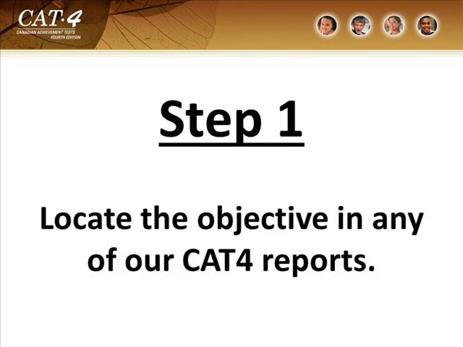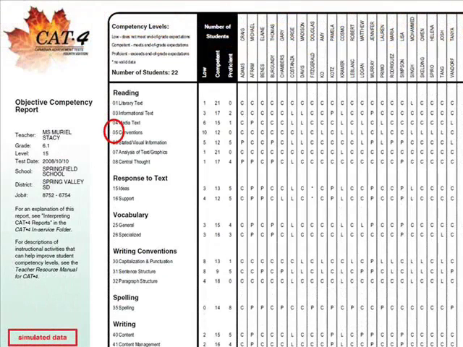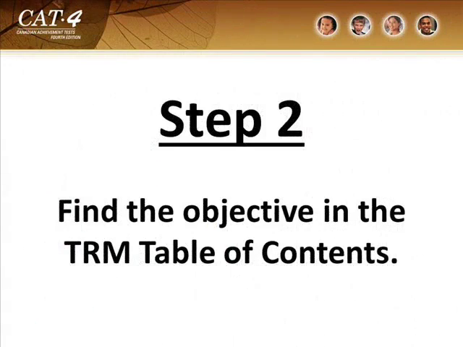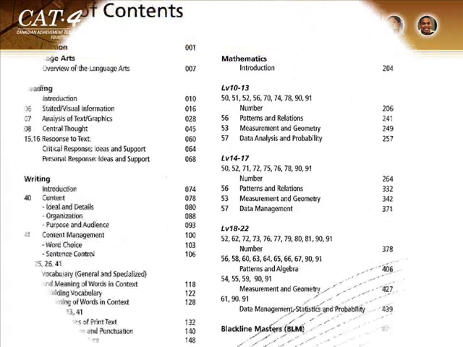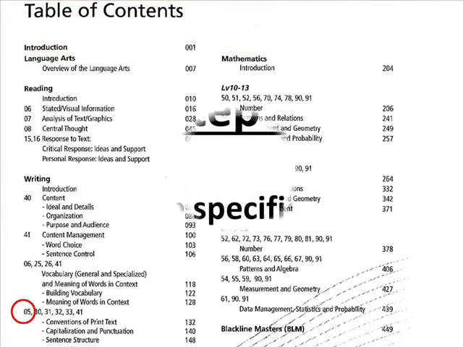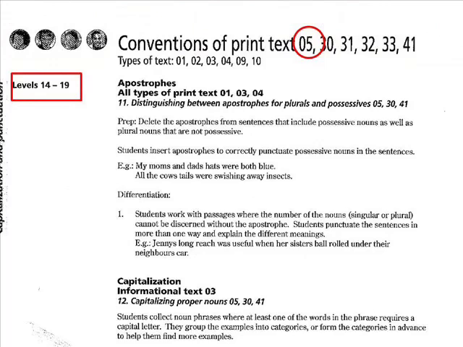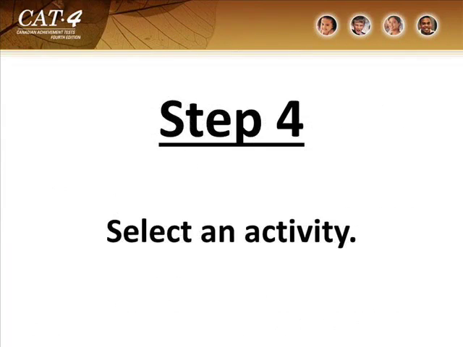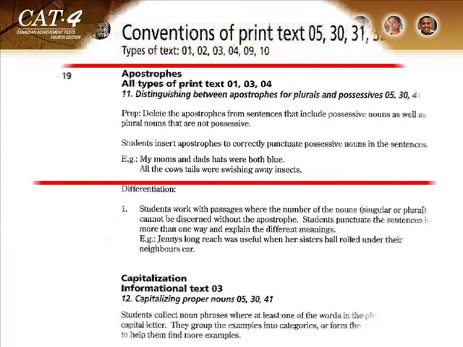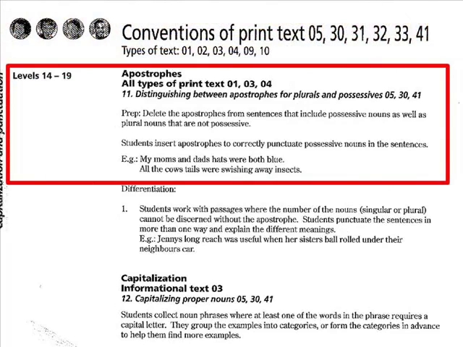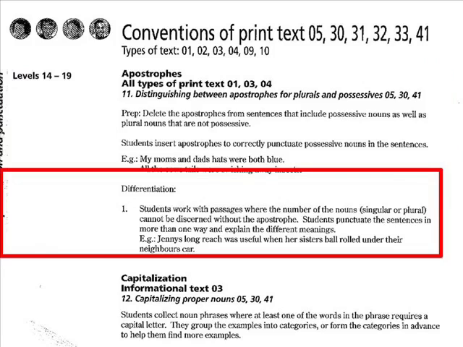First, locate from any of our CAT4 reports the objective that you will be focusing on. Then, find the objective in the table of contents of our Teacher Resource Manual. Go to those pages and locate the appropriate level. And finally, select an activity or exercise. Many of our exercises and activities include modifications and differentiations to accommodate different learning and teaching styles.